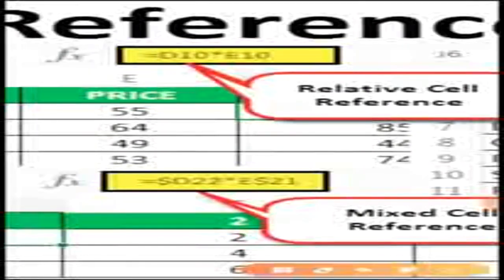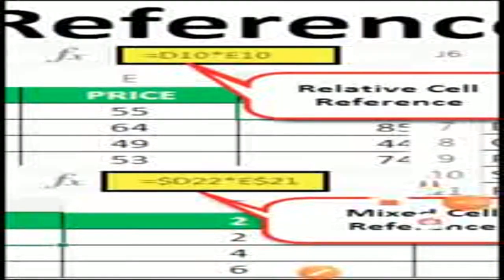and row 10 is D10. Here, D is the column, and 10 is the row. So D10: when the column and row intersect each other, they make a cell address. D10 is a relative cell address. D denotes the column, and 10 denotes the row. When row and column intersect, they make the cell address, and this way it makes the relative cell address.